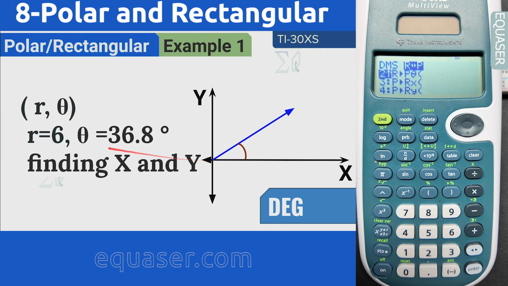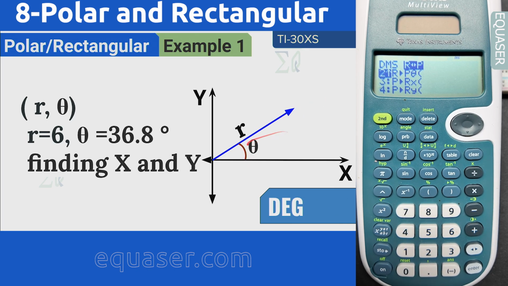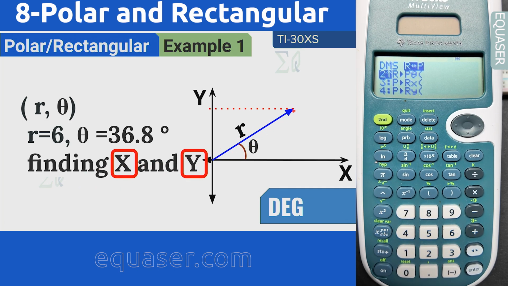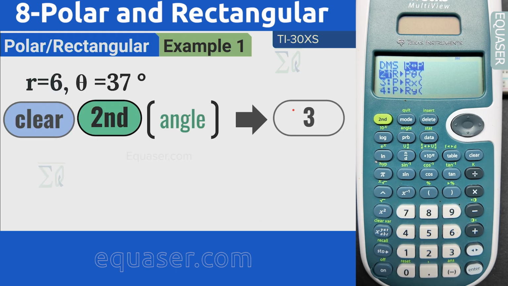So here is an example. We have r equals 6, theta equals 36.8. Theta is in here, and r is the magnitude of this vector or line, whatever you call it. We want to find x and y, which is the point at the tip of this. So we can see the y in here and x for this value. This is the coordinate of this point.